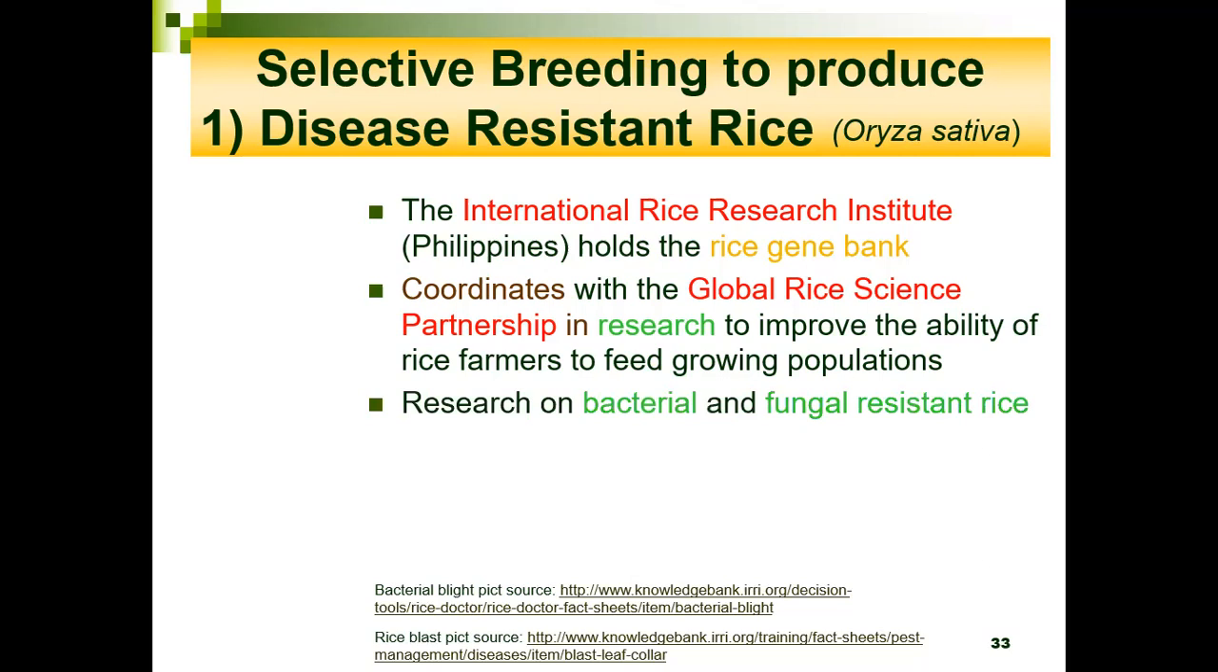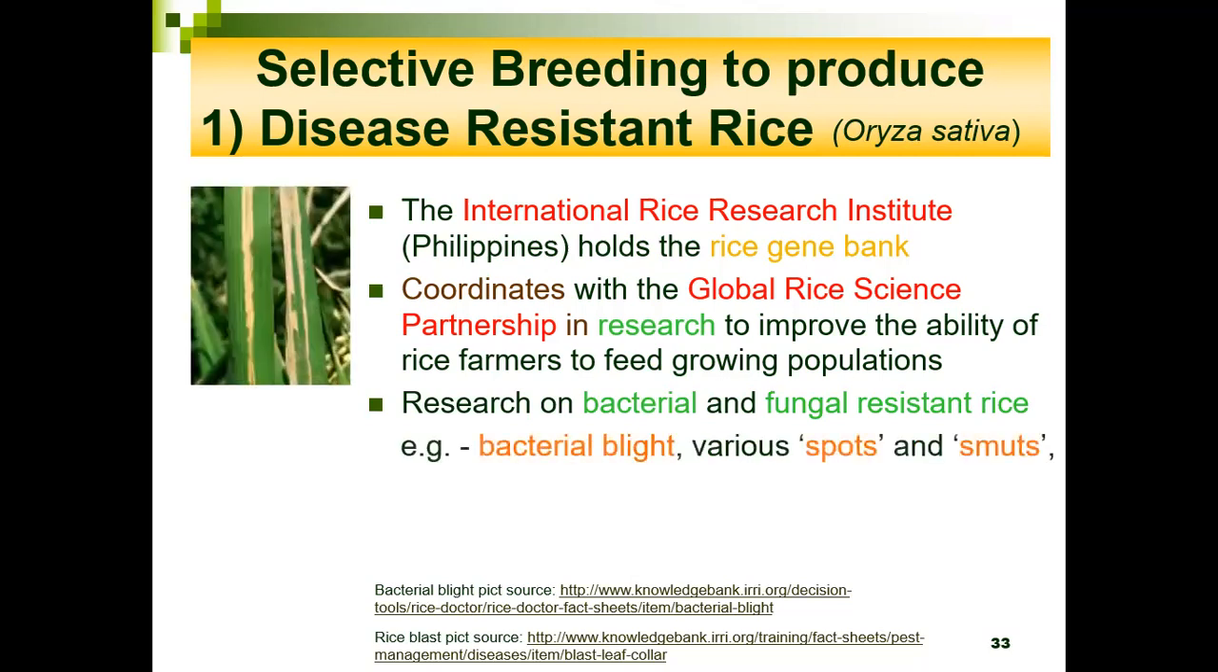Okay. So there's research being done on bacterial and fungal resistant rice. So they do a lot of research to produce those disease-resistant rice to improve its quality and yield. For example, this one here is showing you the leaf. The leaf is being infected by bacteria, showing you some dried off lines, isn't it? Okay, so this is called the various spots and smuts on the leaf because of bacterial infection.